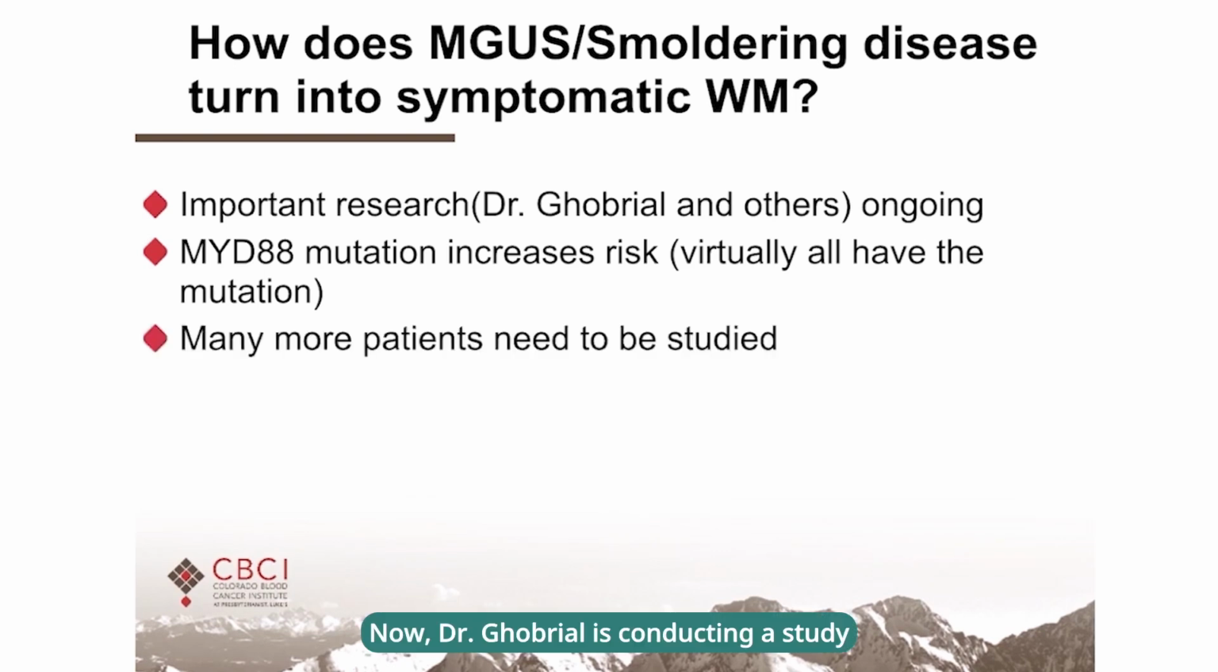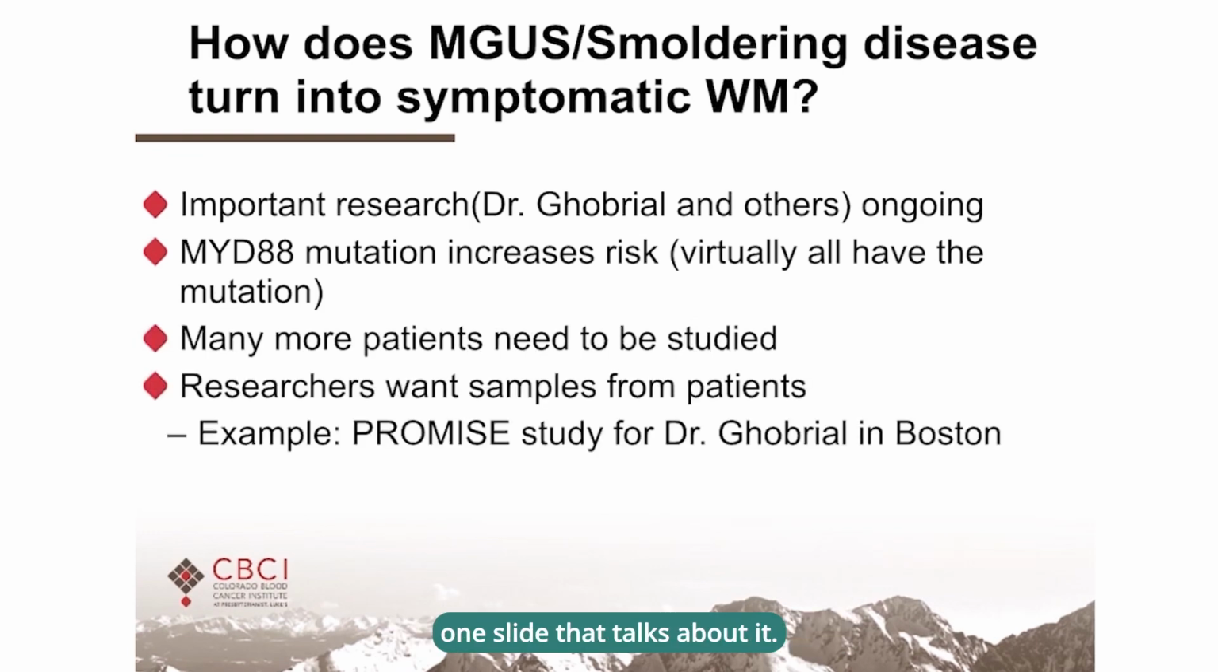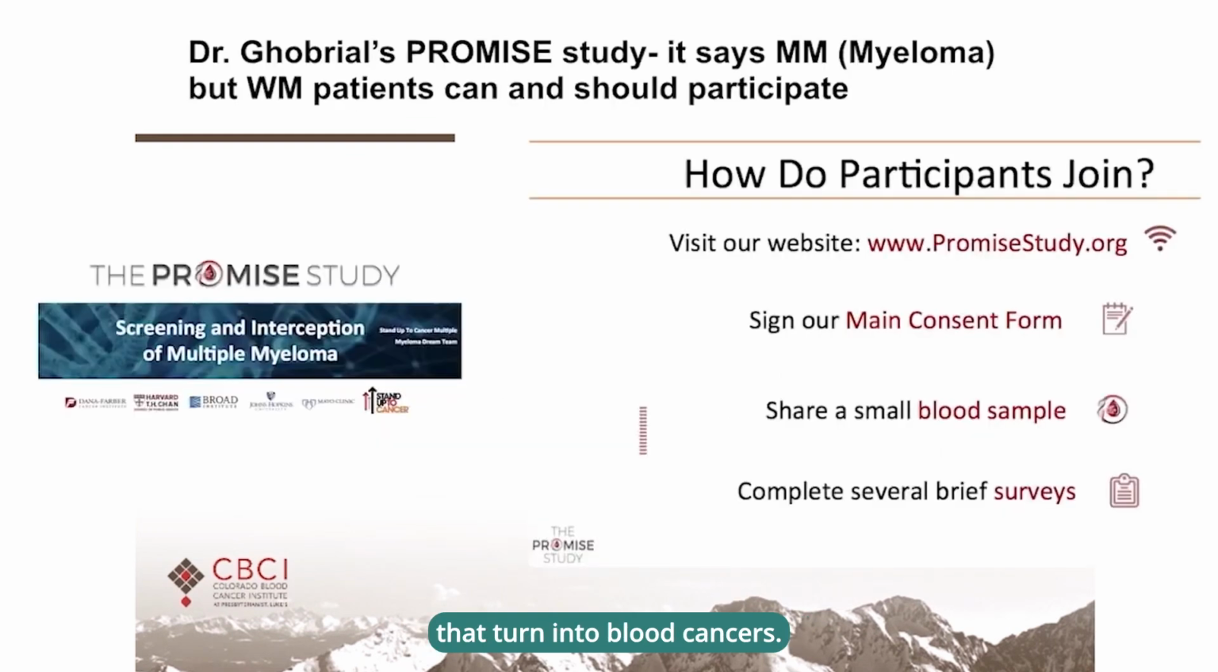Now, Dr. Gabriel is conducting a study called the PROMISE study, and I'm going to just include one slide that talks about it. The PROMISE study is looking at precursor conditions that turn into blood cancers, and myeloma is the much more common blood cancer that she's studying, but WM patients are encouraged to be part of this study. I've included a website here, and it's easy to Google. Just Google PROMISE study WM, and you'll be able to pull this up very readily. It's a way of sending in blood samples so her laboratory can study this and try to figure out what makes a sleeping disease turn into a symptomatic disease.